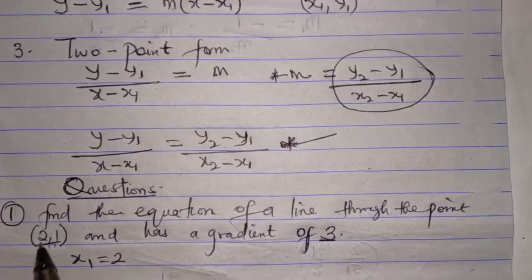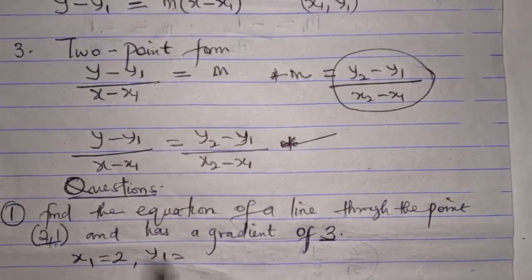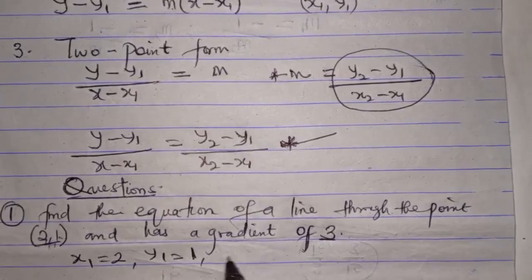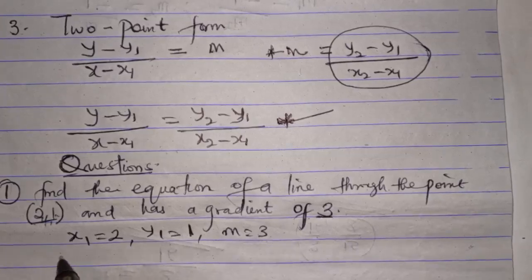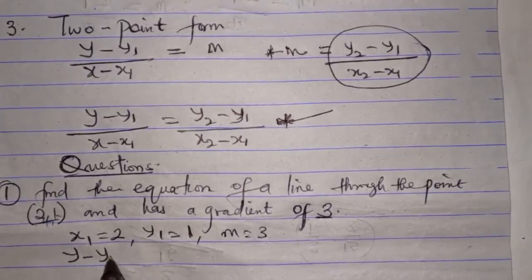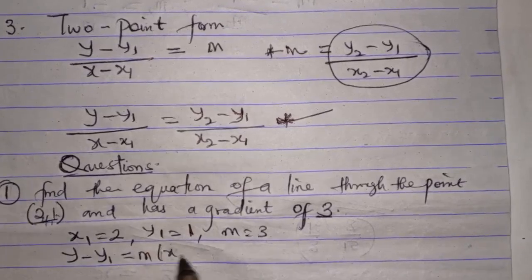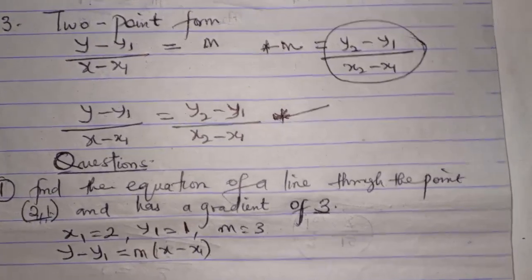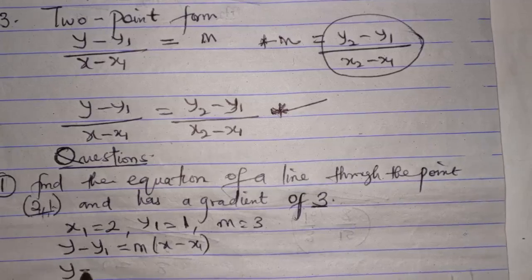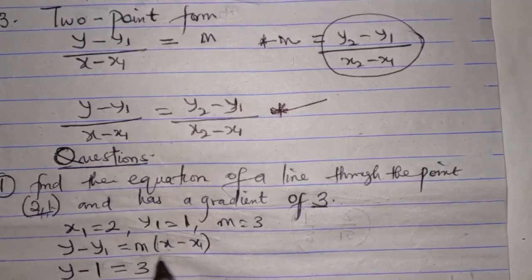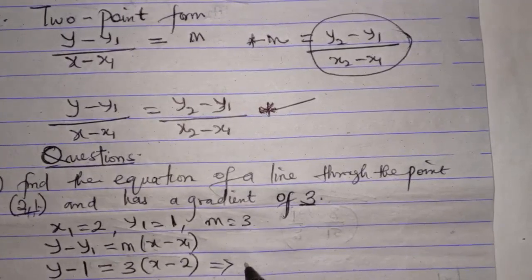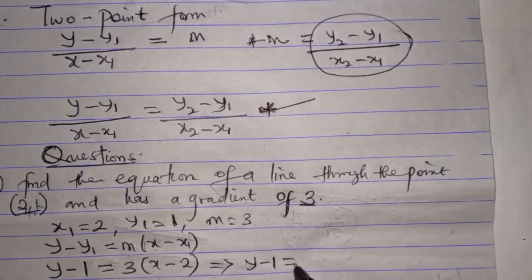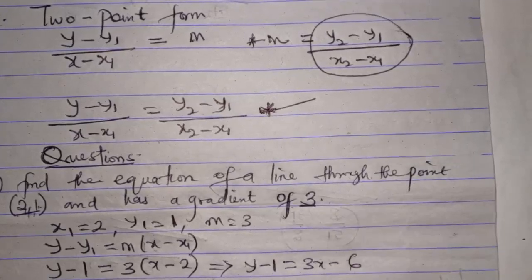x1 is 2, y1 is 1, m is 3. It's very simple. The gradient and 1 point form says y minus y1 is m into x minus x1. So we have y minus y1 is 1, m is 3, x1 is 2. So we have y minus 1 is equal to 3x minus 6.